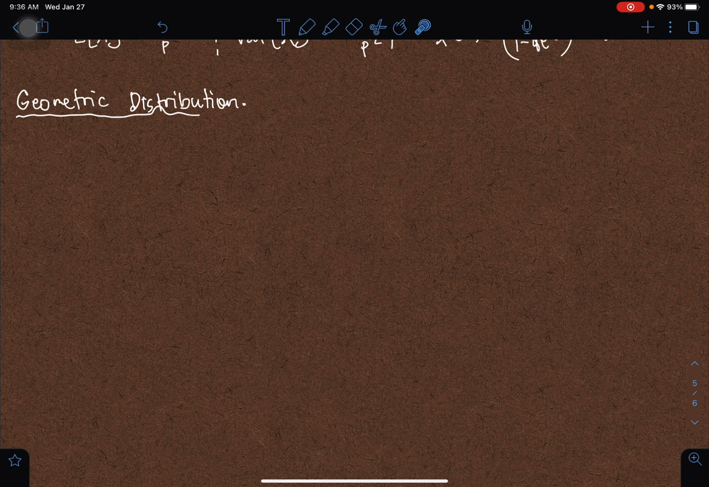Okay, that's our experiment. Now, the random variable x that we have just defined follows the geometric distribution. Now from the way we set up the experiment, what are the possible values of the random variable x? Let me just write the experiment here.